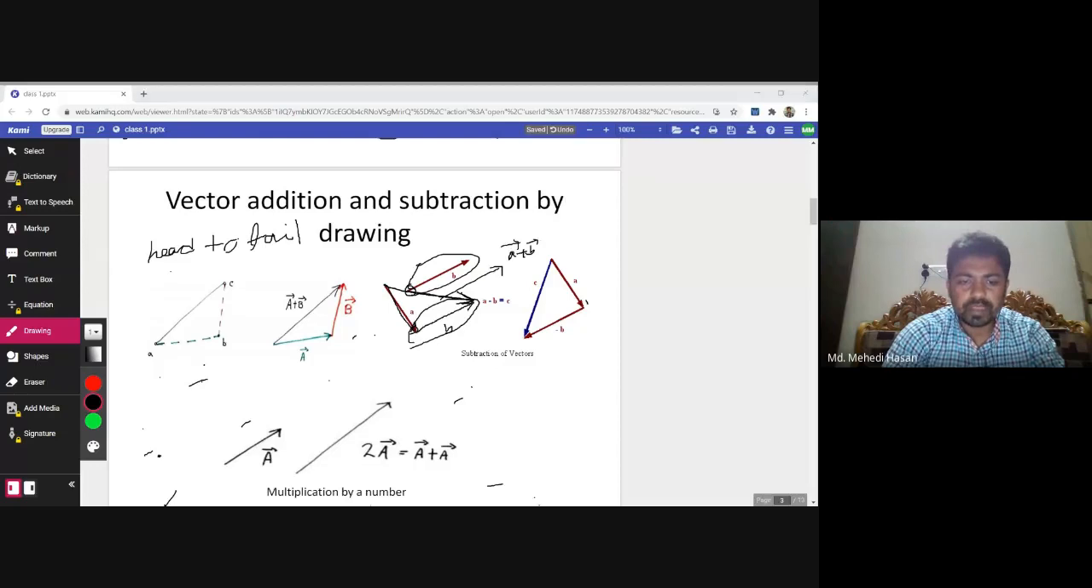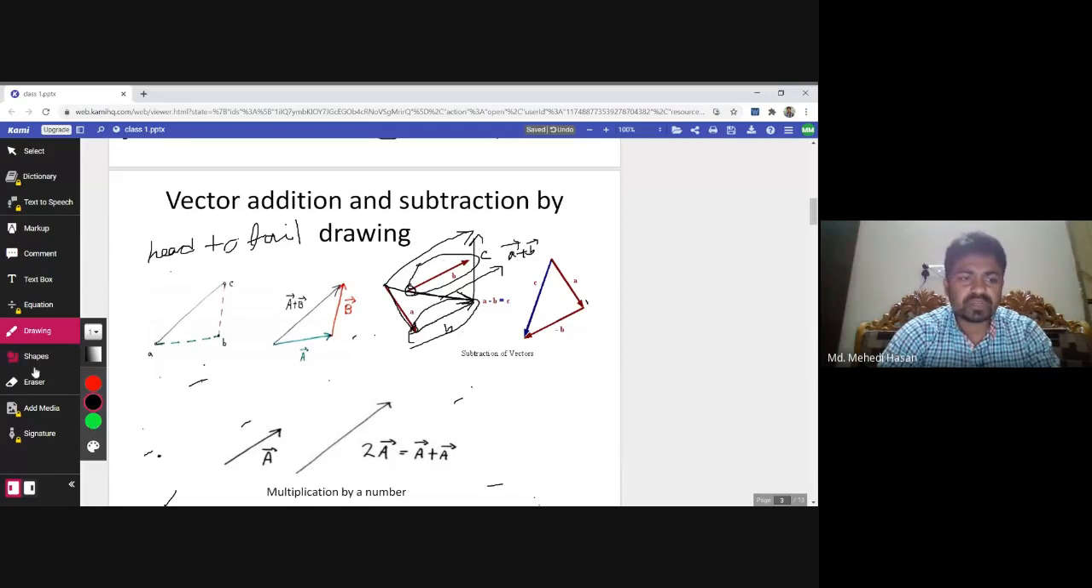Then I think you can easily add more than two vectors also. Say A, B, C is given. If we add another vector C here, then this is the resultant vector A plus B plus C. So this is the procedure for how we can add vectors.